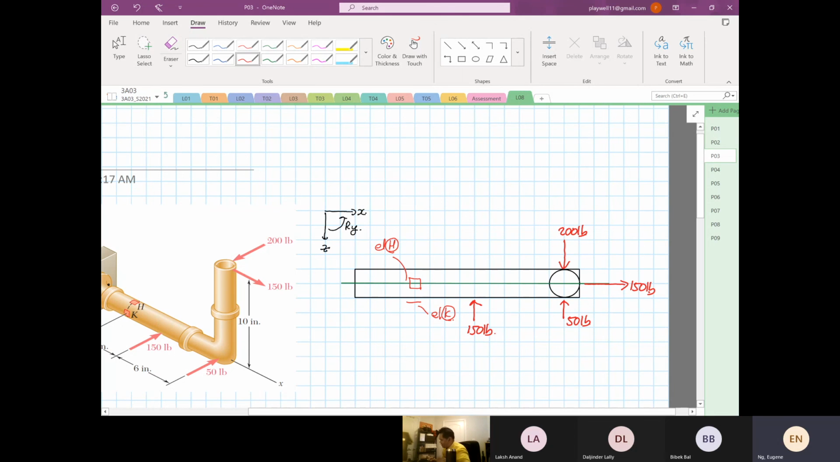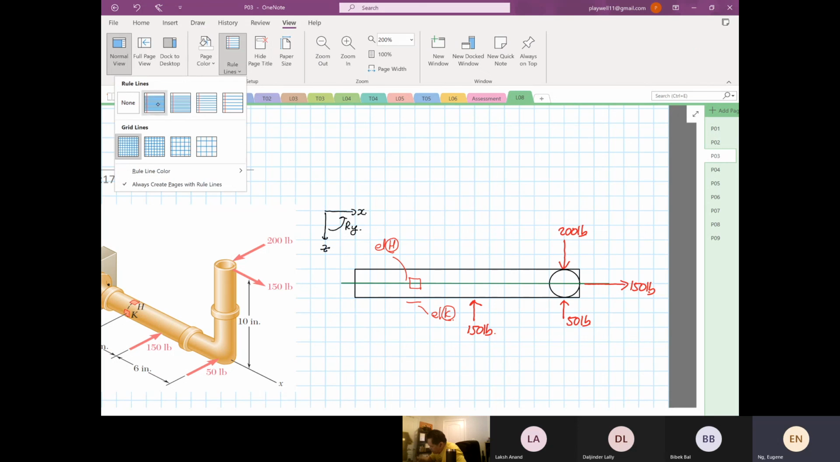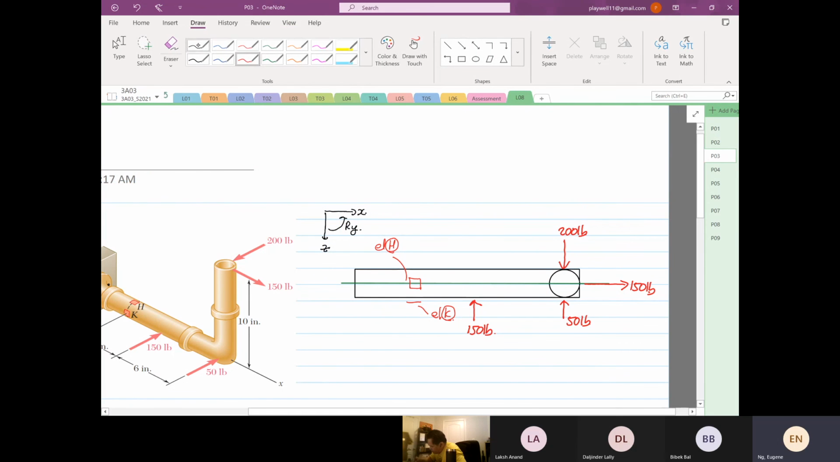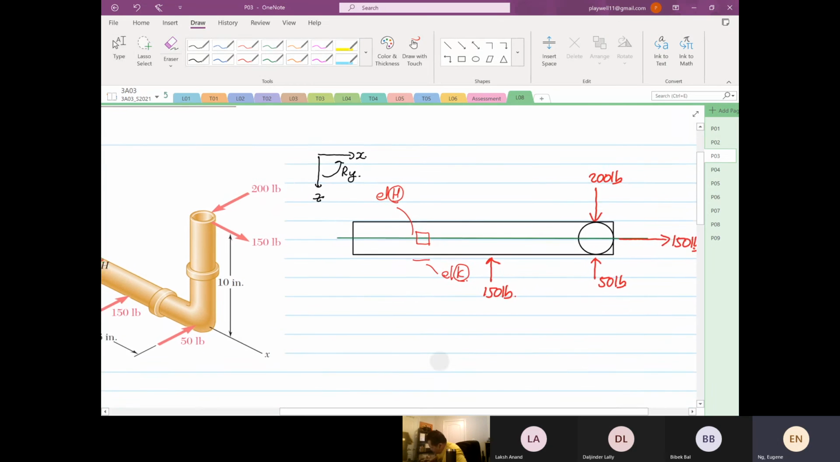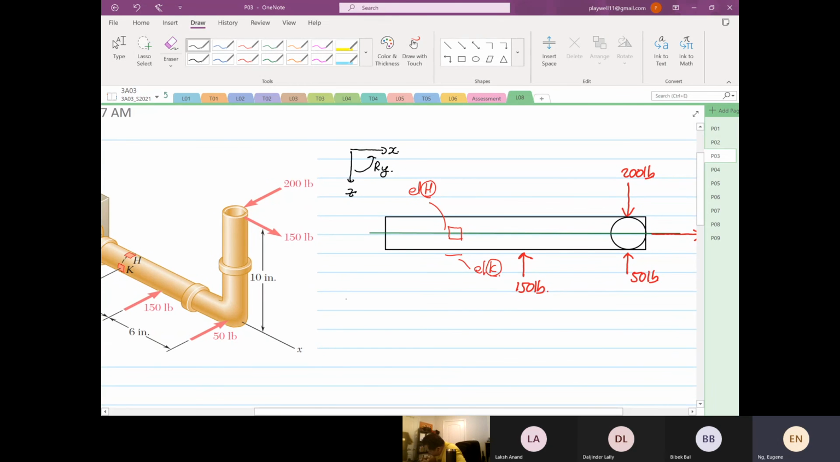Now you look at this, right? You have to analyze all your forces. So I'm going to find our Vz. Everything is relative to elements H and K.